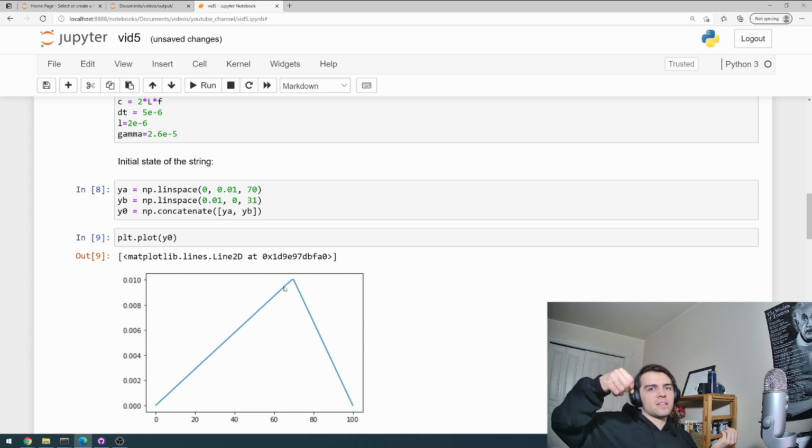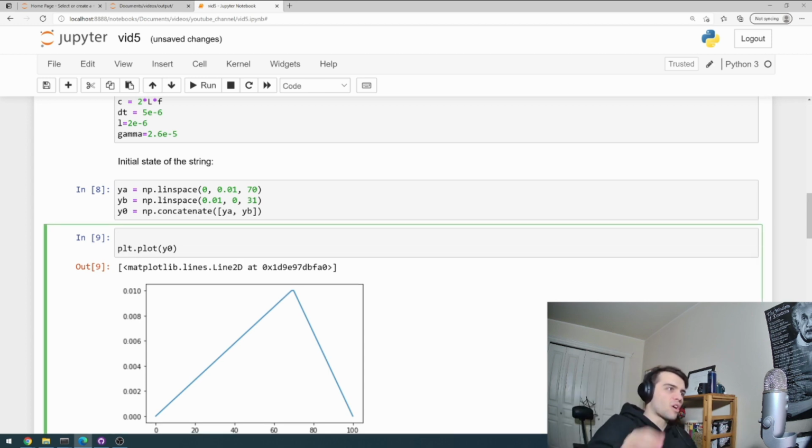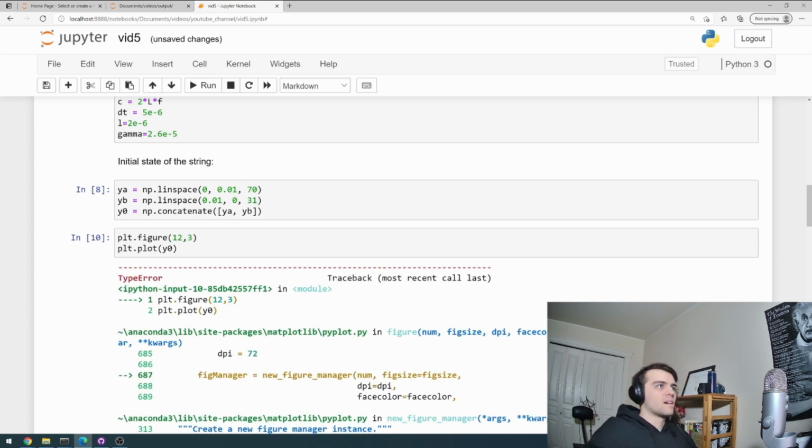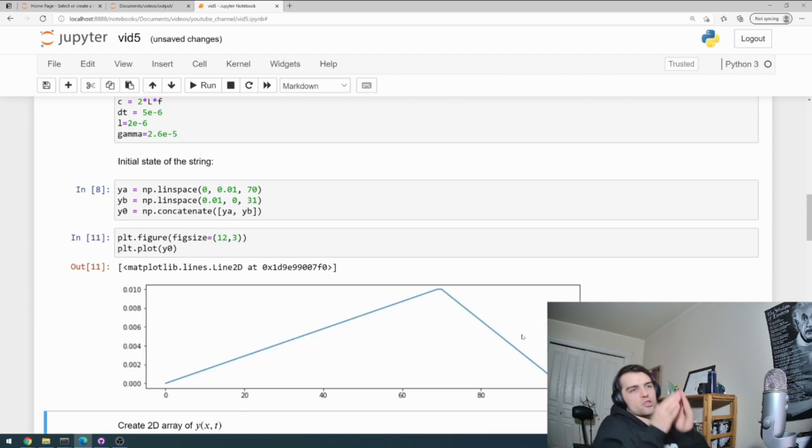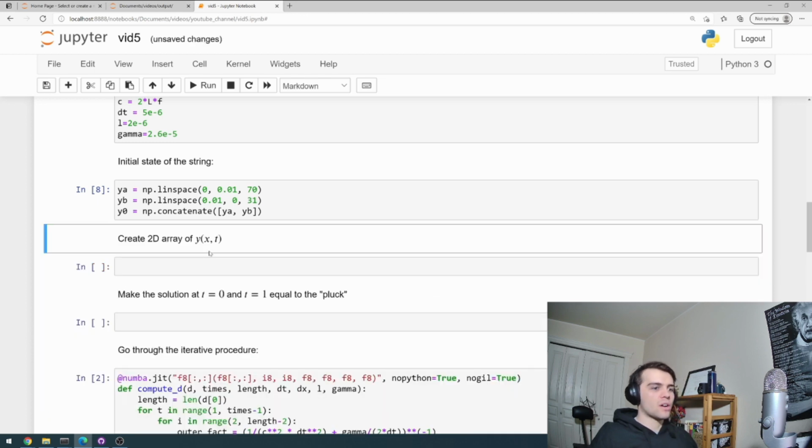It's like you're plucking the guitar string at a certain location. By the way, this is not really to scale. Your string is really long, so you could think of it as looking more like this, and you're just pulling it up slightly. The plots in this video will be slightly not to scale. Anyways, we have Y naught.